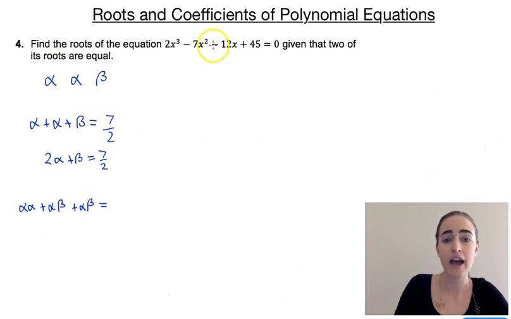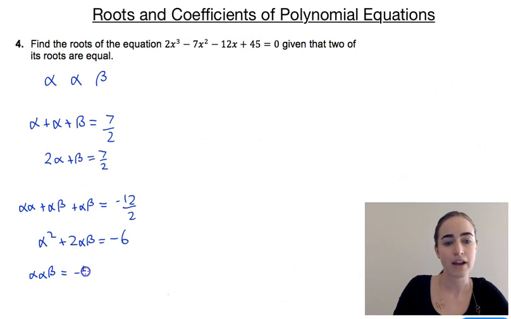That would be c over a, so minus 12 over 2. Simplifying this, we'd have alpha squared plus 2 alpha beta, which would give us minus 6. And our last one, 3 at a time, so we'd have alpha times alpha times beta, would give us minus d over a, so minus 45 over 2. And we can simplify that again, so alpha squared beta is minus 45 over 2.